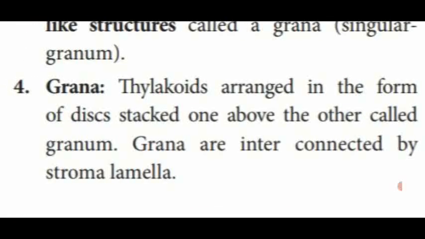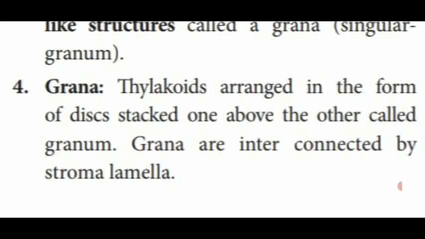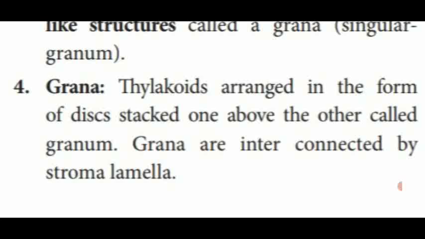Last one, grana. Thylakoids are arranged in the form of disc-like structures, like stacked coins, one above another. That is called a granum. These grana are interconnected by tubular structures called grana lamellae or stroma lamellae. So this is all the structure of chloroplast.